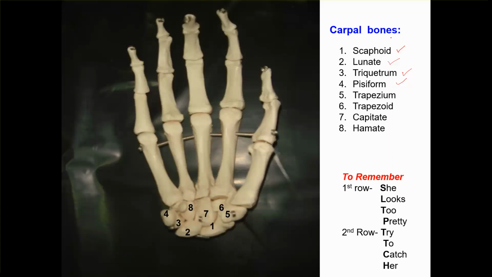Now again, come back to the distal row from lateral to medial. Number 5 is trapezium, then trapezoid, then C, that is capitate. Capitate, like a captain, is a very huge, big one, so it's called capitate. And the last one is called hamate. It has a small hook, so it's called hamate, like a hook. So remember the mnemonic and try to learn the names by heart.